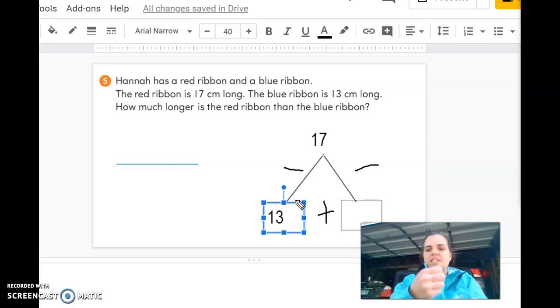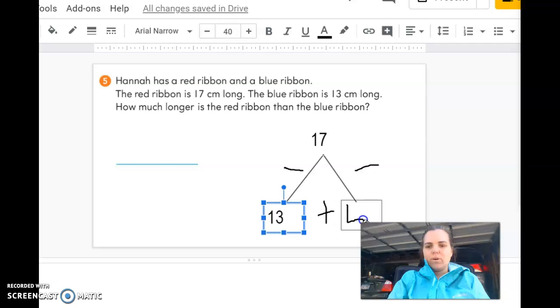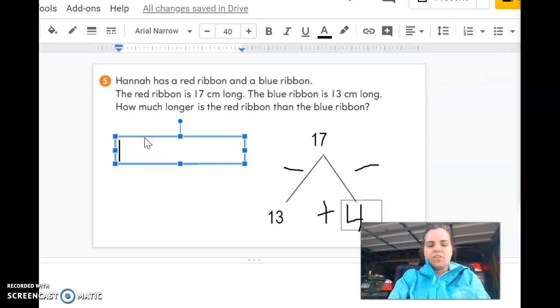Ready? 13, 14, 15, 16, 17. Oh, let's do it again. I want to see everyone pound counting too. Ready? 13, 14, 15, 16, 17. What do we get? Yep, 4. So go ahead and put your answer with your label, 4 centimeters.